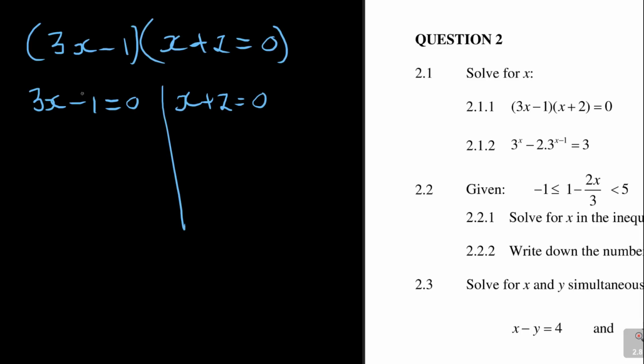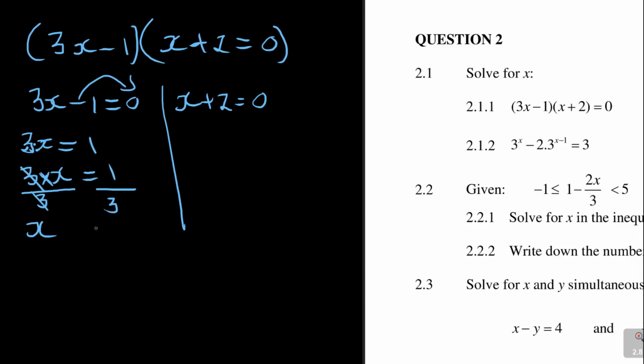It's done. Then take 1 to the other side. We've got 3x is equal to, negative 1 becomes positive 1. Now is 3x. What is it that you don't want there? It's a 3. It's like 3 times x is equal to 1. You don't want that 3. The opposite of multiplication is division. You divide by 3. What you do on the left, you do on the right. So it's 1 over 3.